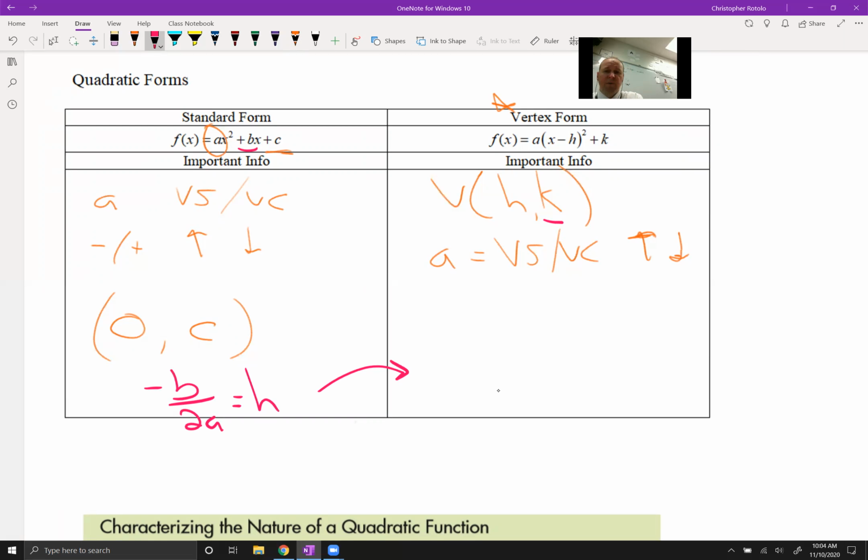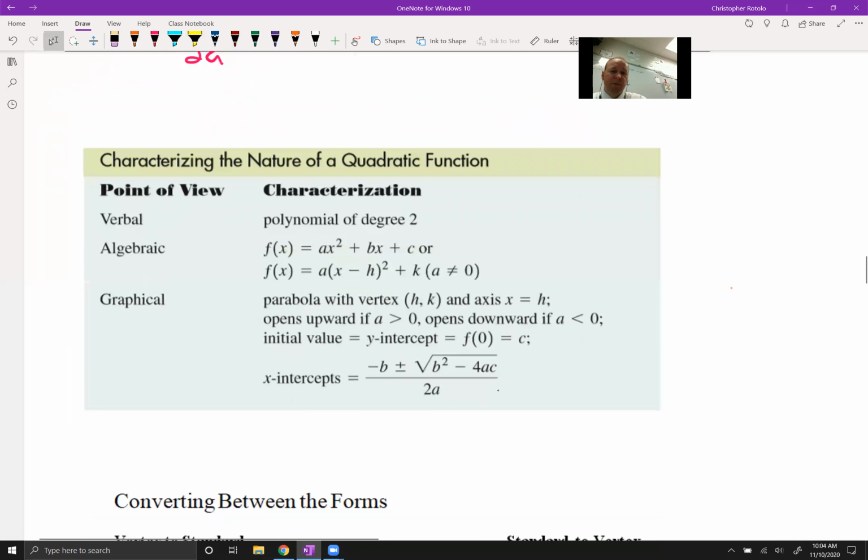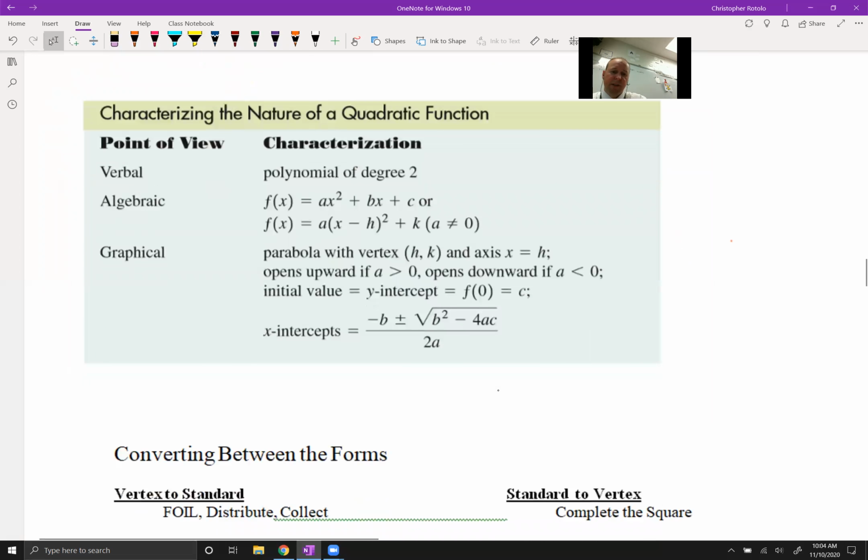If I want to get from vertex form into standard form, I'm going to follow the order of operations, which means I need to square this, which means we're going to FOIL it. Then we're going to distribute A, and then finally add K to that result. So I think that's what we're up to now as we review some of those ideas. So vertex (h, k), x-intercepts. So here we have the quadratic formula. We could definitely use that. And here's what we're saying. That C value in standard form is pretty important to us.